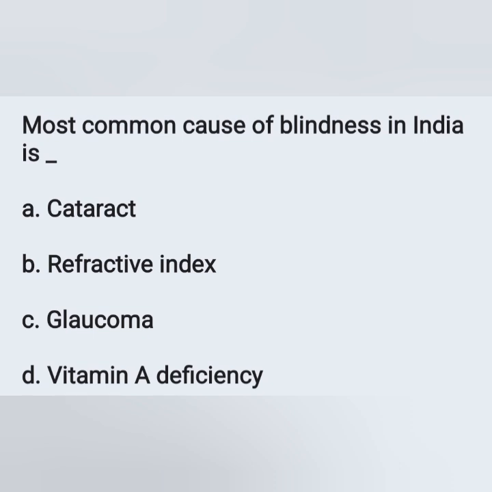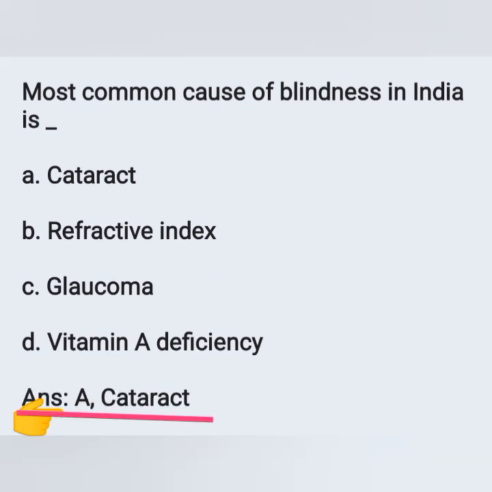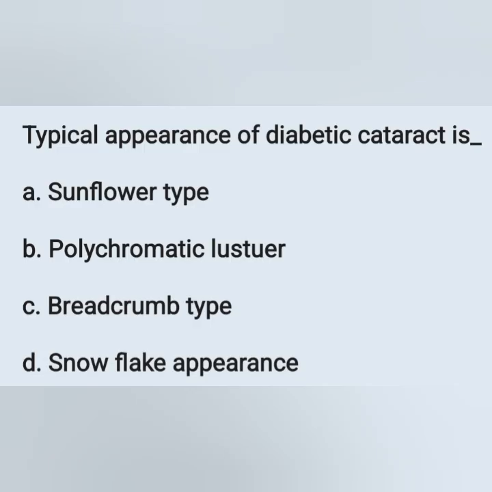Today's first question. Most common cause of blindness in India is, options. Option A cataract, option B refractive index, option C glaucoma, option D vitamin A deficiency. Most common cause of blindness in India is, correct answer is option A cataract. Move on to the next question.